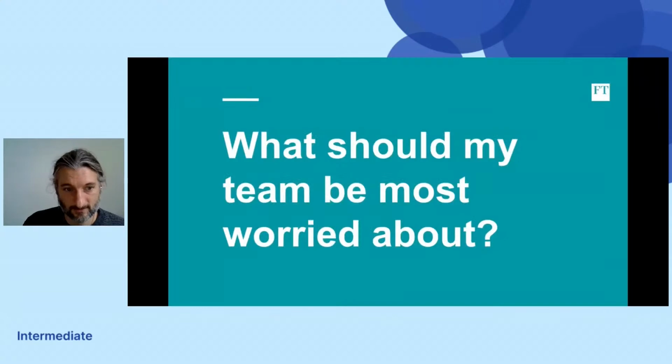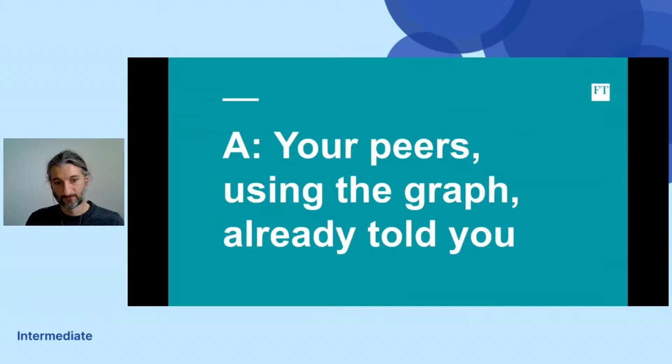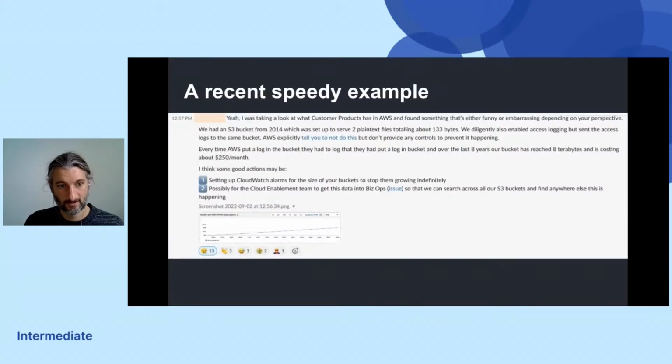So now, that question, what should my team be most worried about? The answer to that is your peers using the graph have already told you. So we're really getting ahead of things rather than waiting for people to ask questions and giving a fast response. So here's an example of that in action.